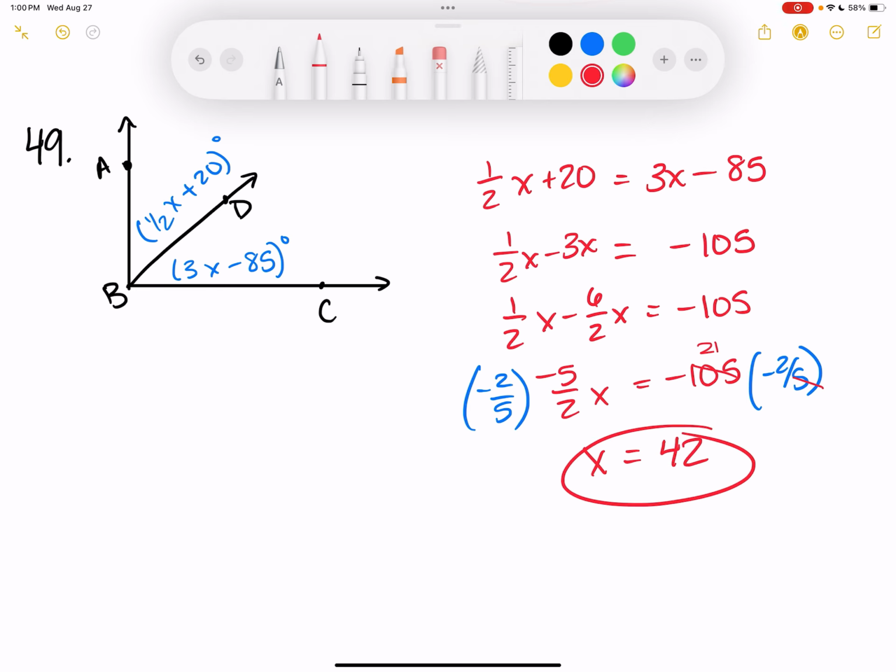So x is 42. So again, if we were trying to find what the actual angle value was, or if you wanted to check your answer and see if you've done it right, you could plug it in to each one individually here and check that they are the same, because they should be equal to each other if you've done it correctly. All right, any questions on that?